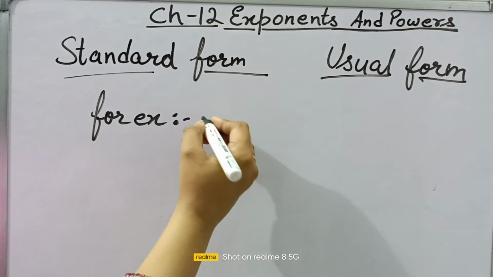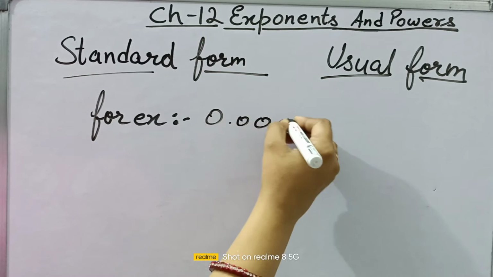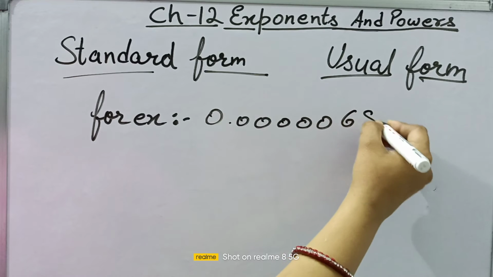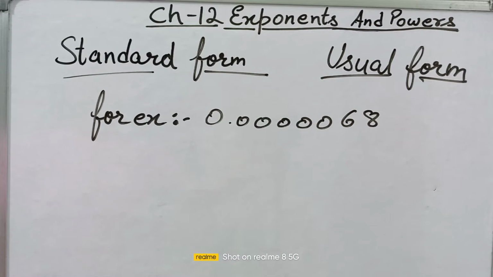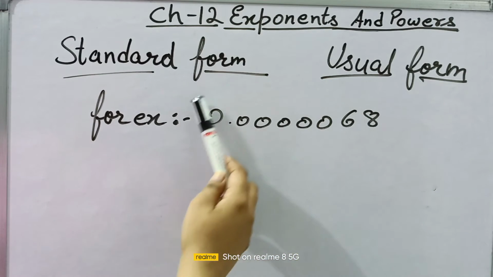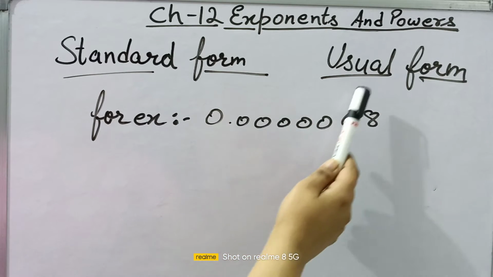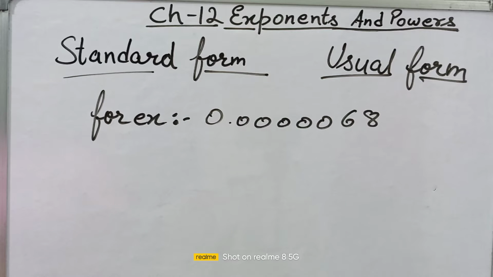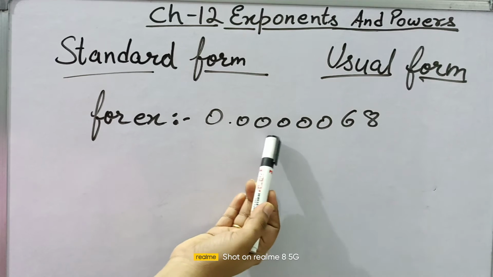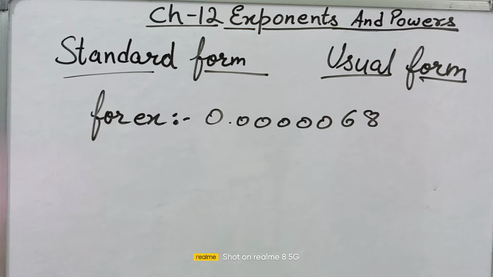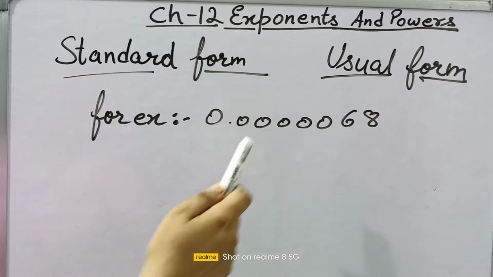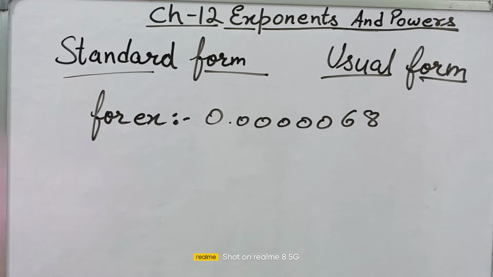For example, this is a very small number which is written in the form of decimal. So this form of writing any number is known as usual form, and if we write this number in terms of exponents or powers, that will be known as standard form. Now how we can convert this into standard form?